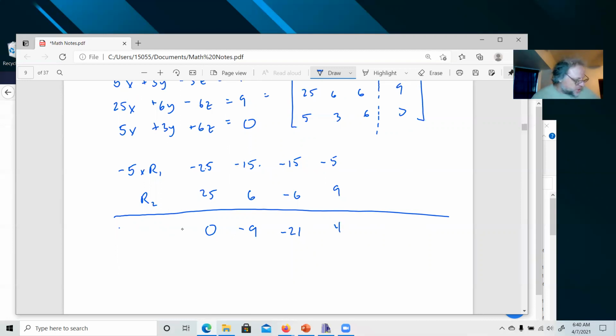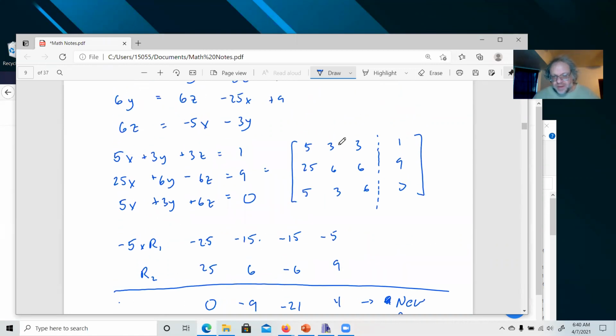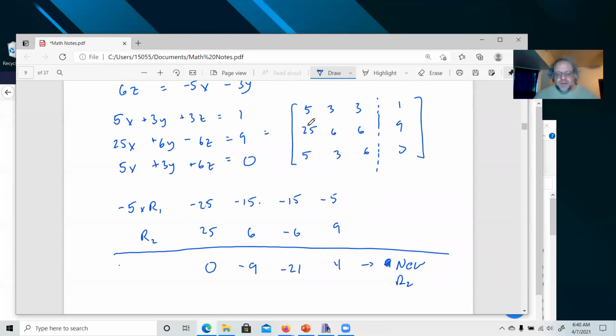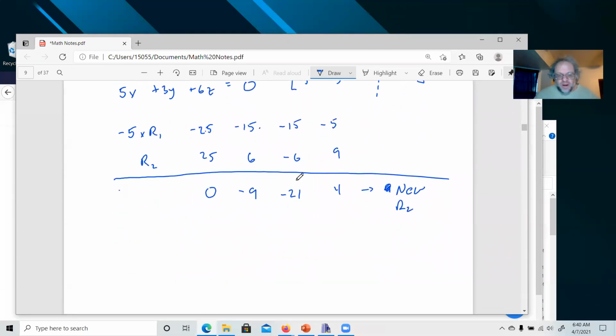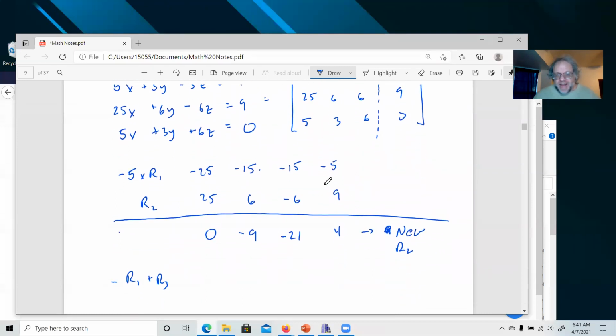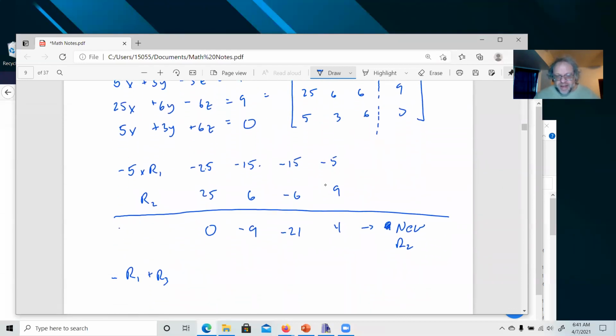Okay, so double checking a little bit. All right, this is my new row 2. Row 1 remains untouched. Okay, row 1 is still this guy right up here, 5, 3, 3, 1. And then what I have to do is take negative row 1 plus row 3. Okay, and again, this isn't like the magic, it must be done this way. Okay, kind of a thing.